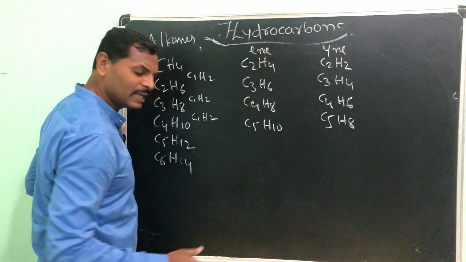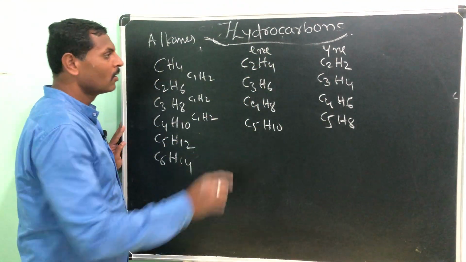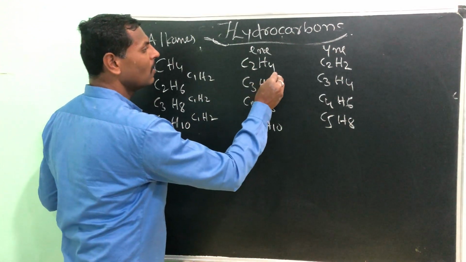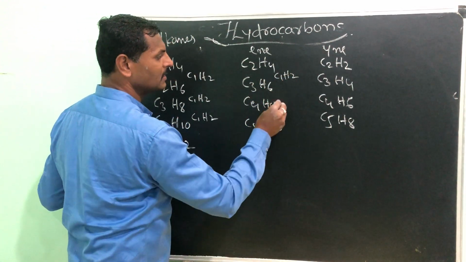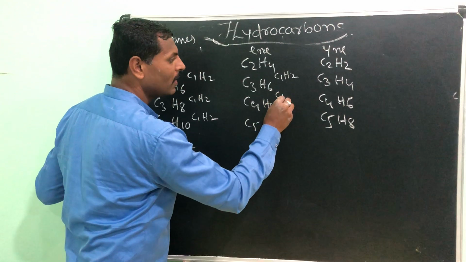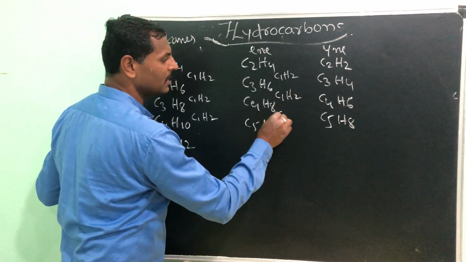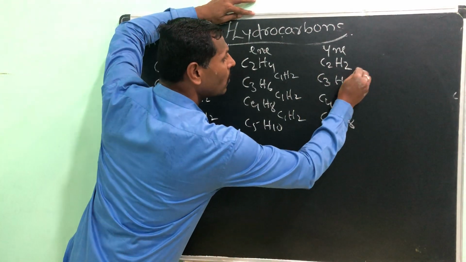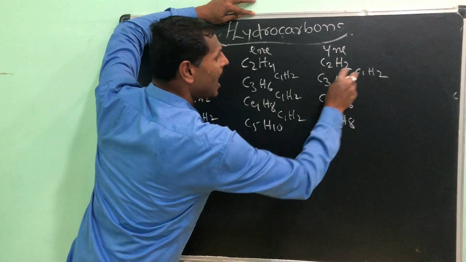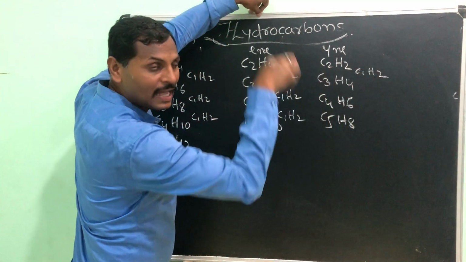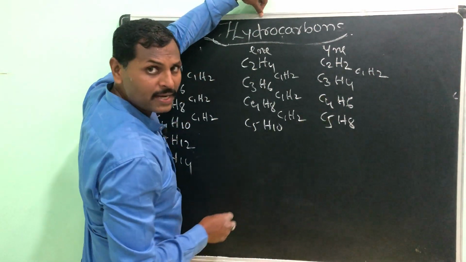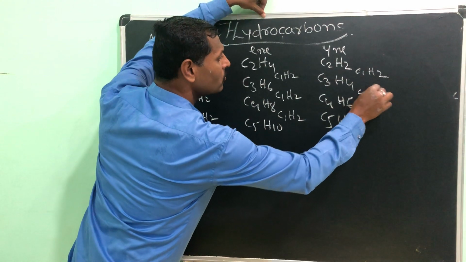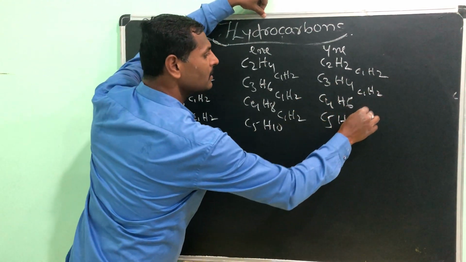Same like that, you can see here also. Between these two members, 1 carbon and 2 hydrogens is the difference. 1 carbon and 2 hydrogen difference is there. Like that, here also 1 carbon 2 hydrogen. If you add 1 carbon 2 hydrogens to ethyne or acetylene, you will get propyne, you will get butyne.